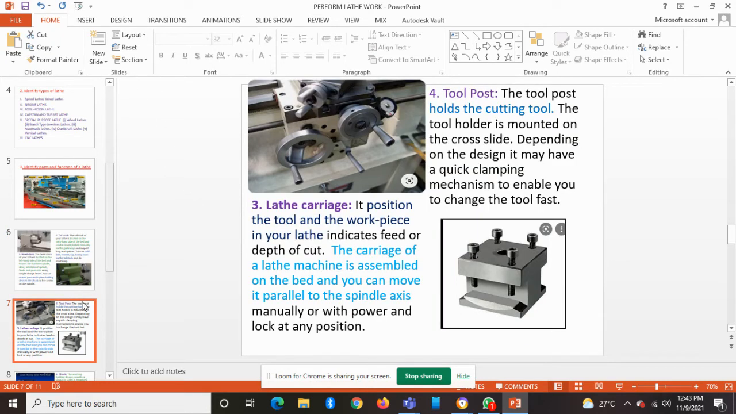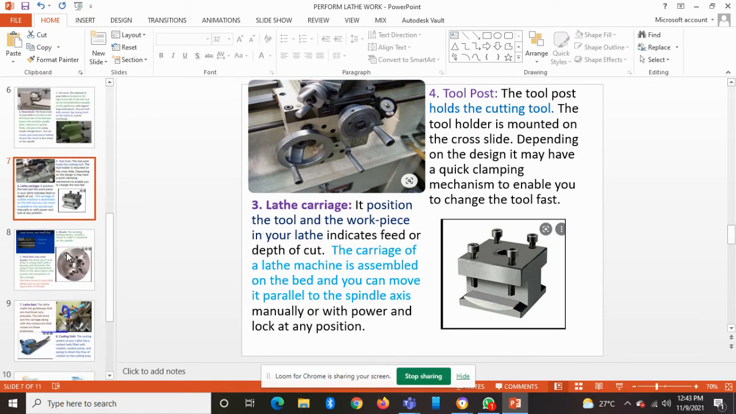Go to the next slide. The next slide shows an illustration of the carriage. The carriage of a lathe is assembled on the bed and you can move it parallel to the spindle axis. The next part of the lathe is the tool post. The tool post holds the cutting tool. The tool holder is mounted on the cross slide. Depending on the design, it may have a quick clamping mechanism to enable you to change the tool fast.